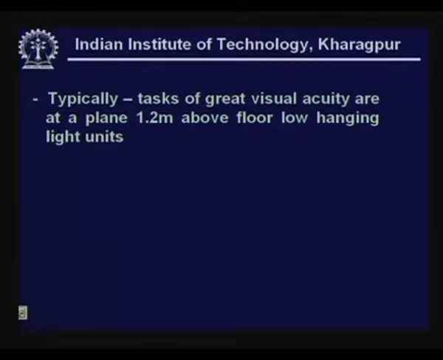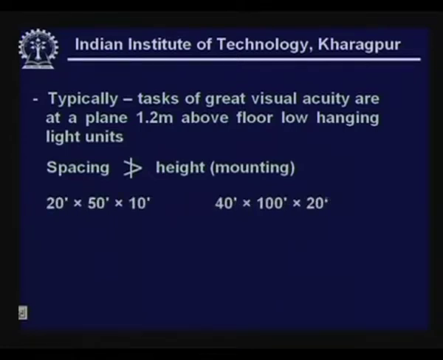Most of the tasks which need intense visual acuity are on tables, like reading and writing, which may be typically about 1.2 meters above the floor. They can have local lighting in addition with low hanging lights. But keep in mind, when multiple lamps are there, spacing should never be more than the height of the mounting.